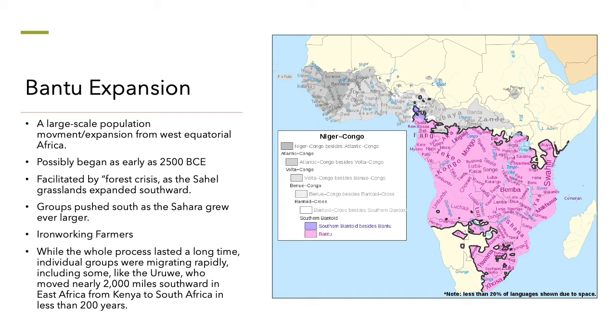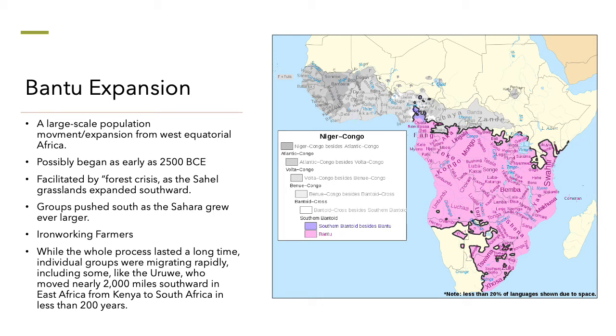But what really seems to have been one of the major catalysts for this was a forest crisis. As the Sahel grasslands expanded southward, and other groups were pushed south as the Sahara grew ever larger. Many of these were early farming and herding populations that had been displaced by climate change. And as they get pushed south into the margins of the forest, they encounter other groups, many of them combining some of their different traditions of ironworking and yam farming and millet and sorghum and ceramics. And this process then leads to the formation of a very widespread Bantu tradition.